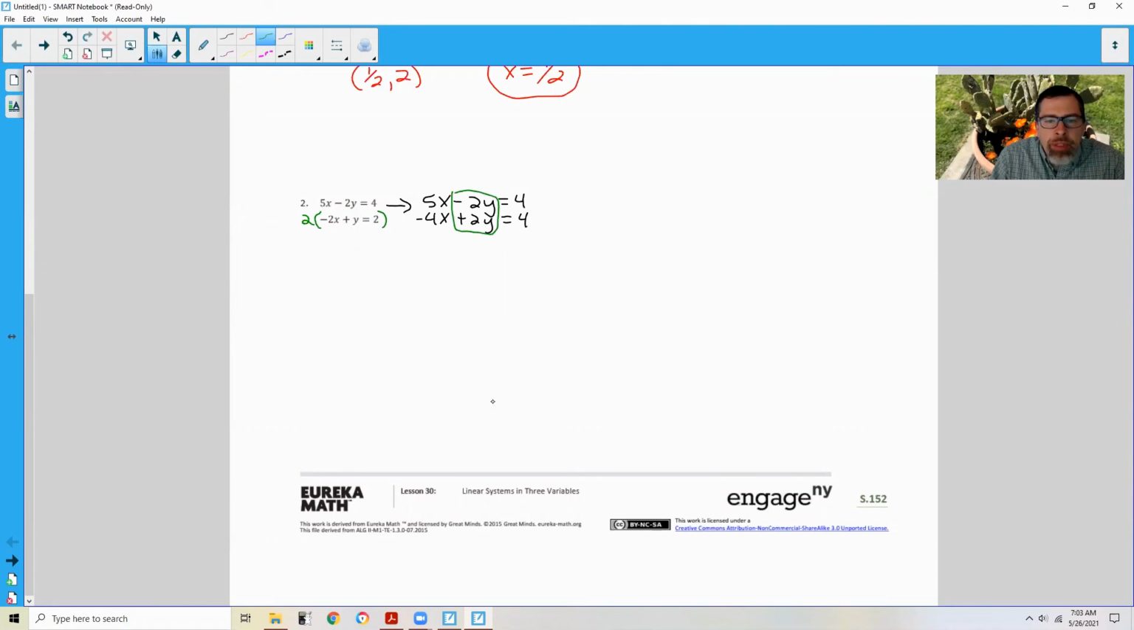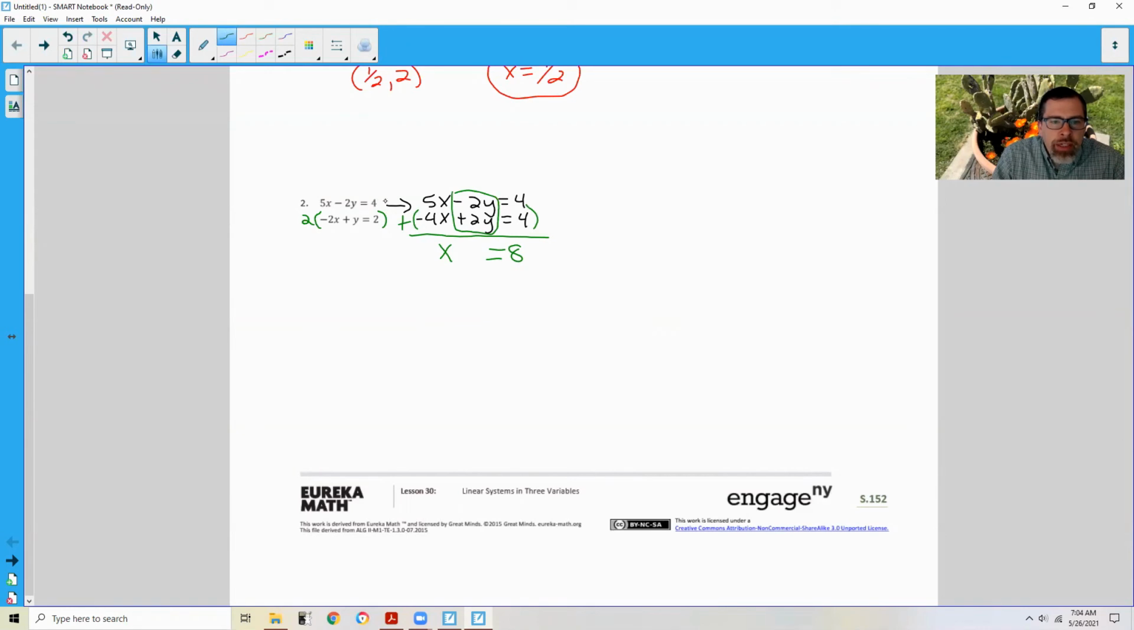So here's our opposites. We have a negative 2y and a positive 2y. And I'm going to add because they're the opposite. So 5x plus a negative 4x is 1x. Negative 2y plus 2y is 0, so it cancels. And 4 plus 4 equals 8. So I suppose I should put a plus sign out here just so we remember what we're doing. And so we get x equals 8.